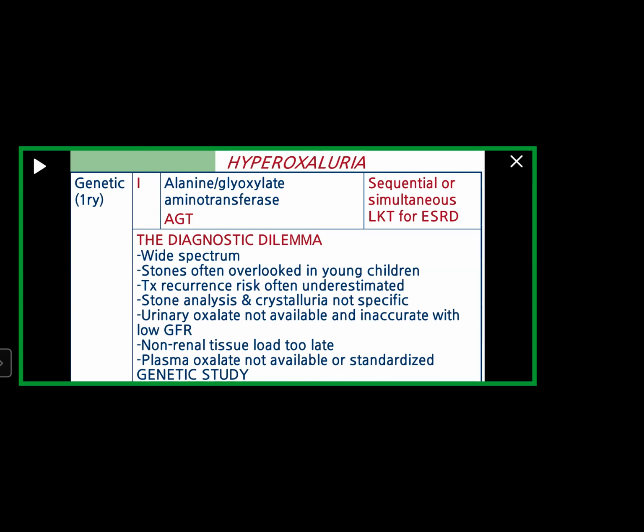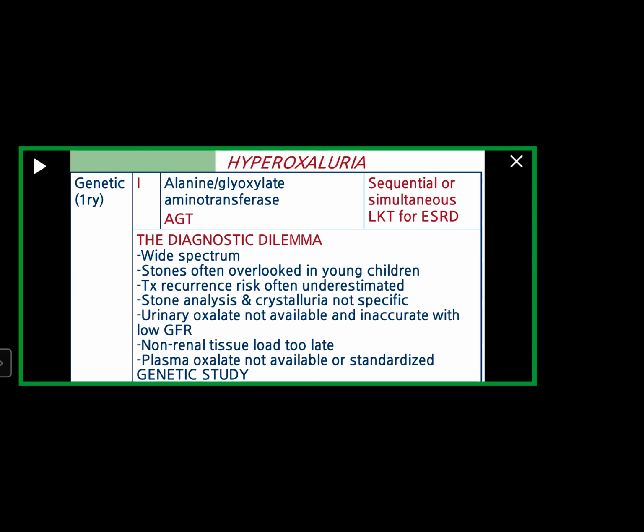Transplantation recurrence risk has often been underestimated. I don't mean by this we don't know it recurs, but I mean some cases are first diagnosed after transplantation, as I've said in the disease presentation before. Stone analysis and the presence of oxalate crystals, of course, there is a lot of work on studying stone morphology and stone composition and the value of calcium oxalate monohydrate in specific patterns that suggest rapid formation of the stone and associate this with primary hyperoxaluria. However, it's not really specific or easy to be done.